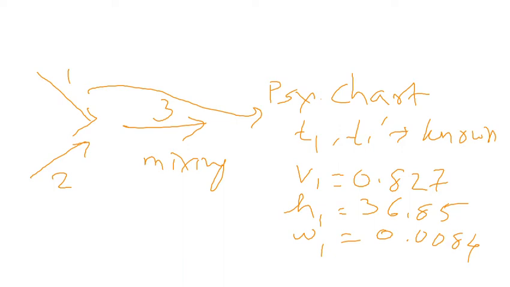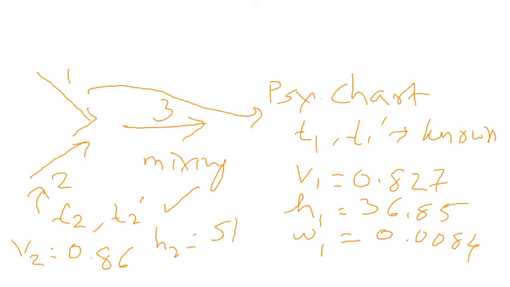Similarly, because you know the value of T2 and T2 dash, these are known, so you can plot the point on the psychrometric chart and read the remaining values. Again, remaining values means V2, which would be around 0.86, H2 would be around 51, and omega 2 would be around 0.01. Okay, again you have to pause the video and write down these values, so that you get the confidence of referring to the psychrometric chart and looking for the values.